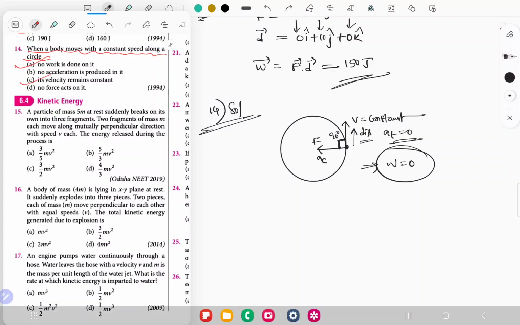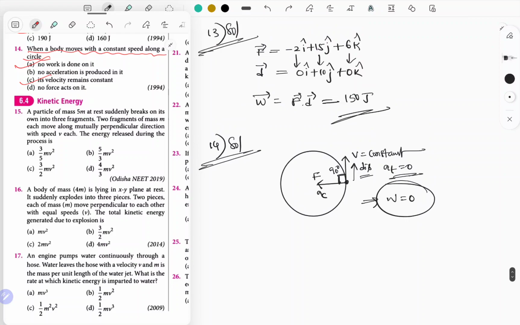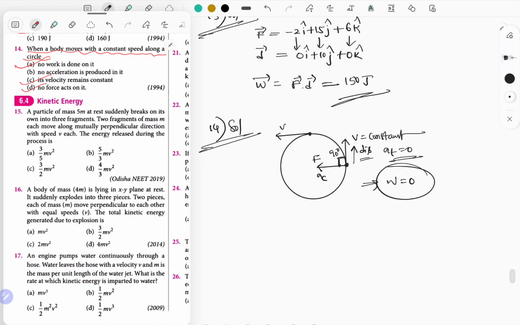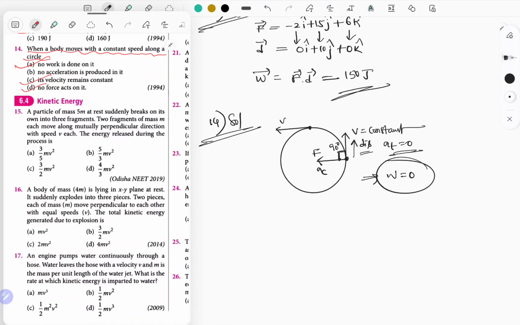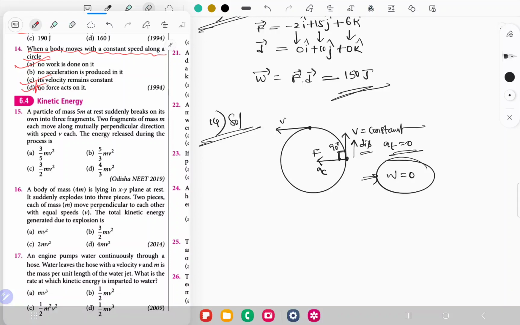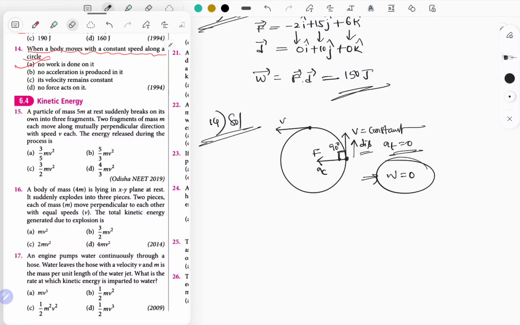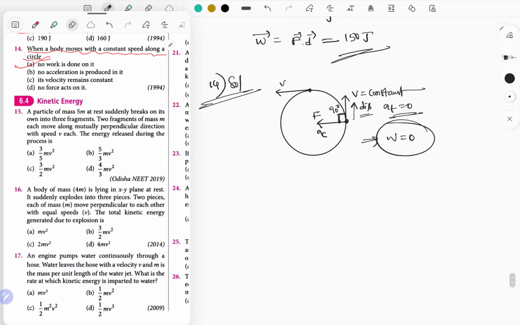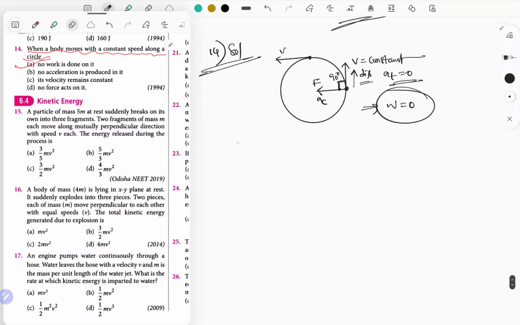They said velocity remains constant. See, speed constant doesn't mean velocity is constant. That means when the particle reaches here, speed remains constant, but direction changes. Now, if direction changes, velocity is also changing. Speed alone is constant. Velocity changes. And one more thing, no force acts on it. Definitely force acts on it, which is a centripetal force, and it is directed towards the center. So only option 1 matches. Very good. For question number 14, which option matches? Option A. Good.